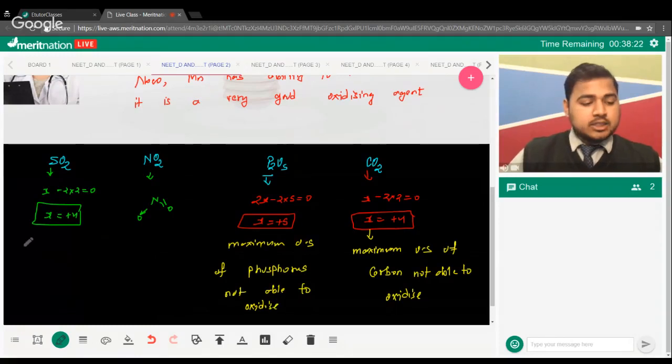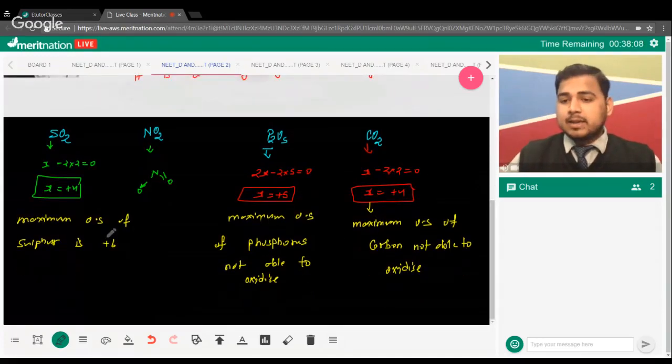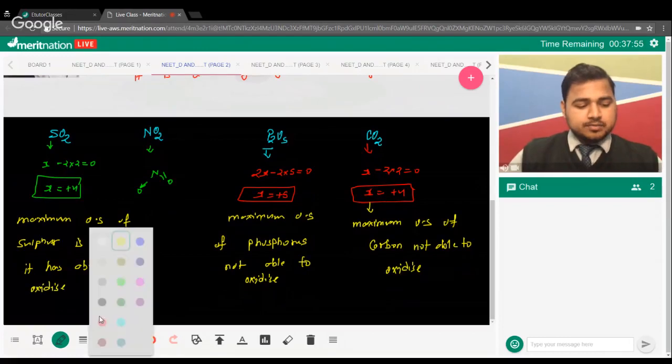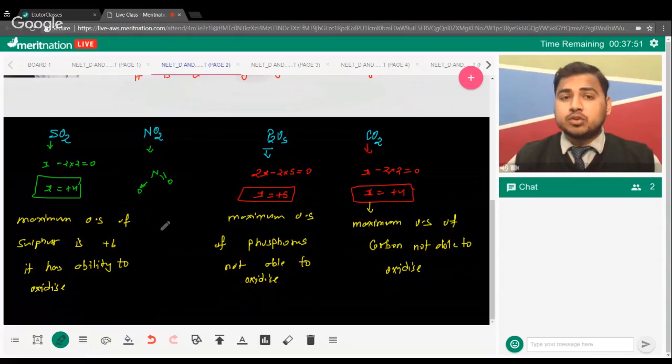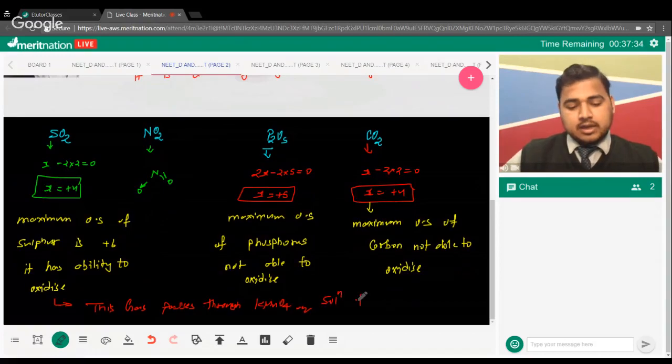Let's have a look at this one. The maximum oxidation state of sulfur is plus 6, and in SO2 it is plus 4. It means it has the ability to oxidize. Hence, when this gas passes through the KMnO4 aqueous solution, it will decolorize.